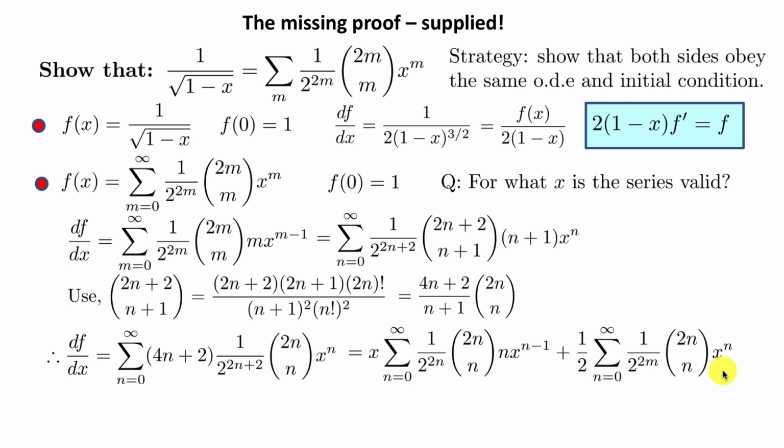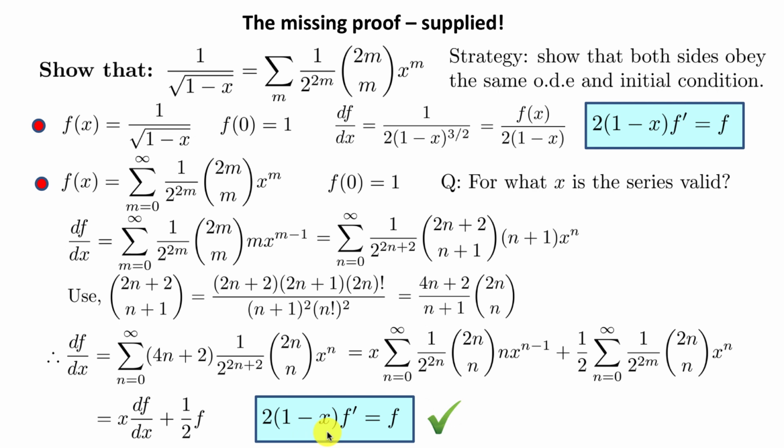But what we have over here is exactly what we have over here. In other words, we have x df by dx, and the other part, rewrite this slightly, and you get exactly the same differential equation as you had earlier. Further, the same initial condition as over here exists over here. Now, the uniqueness theorem tells us that a first-order differential equation has only one solution. And so, therefore, this has to equal this.